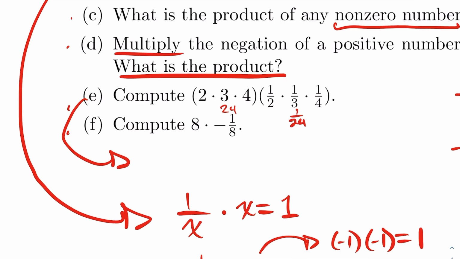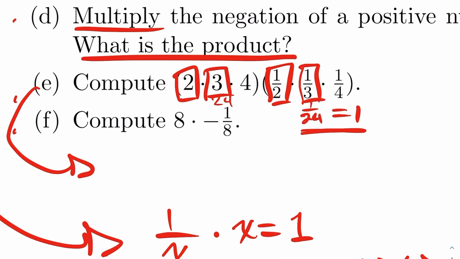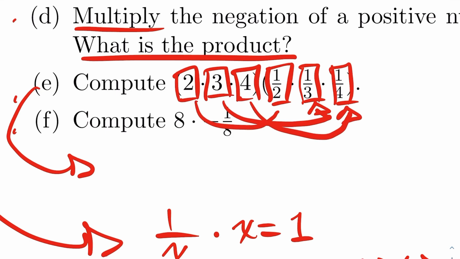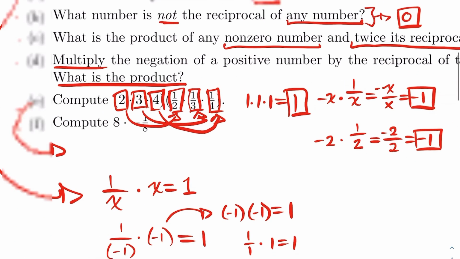But we should not be doing this, because what we should recognize is that 1 over 2 is the reciprocal of 2, 1 over 3 is the reciprocal of 3, and 1 over 4 is the reciprocal of 4. If we move these around to multiply this to this, this to this, and this to this, we get 1 times 1 times 1, which is equal to 1. So we know that this is 1.